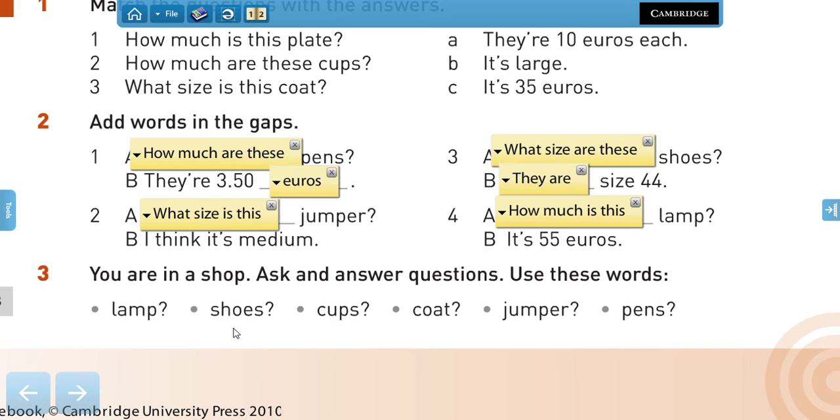Now, shoes. How much are these shoes? Or you can also say, what size are these shoes? Right? Because we're talking about clothes. Clothes have sizes, right? Now, what about caps? Can you say, what size are these caps? No, right? We say, how much are these caps? Now, do the same with the rest of the sentences. Don't forget to practice with the exercise we have on the aula virtual.